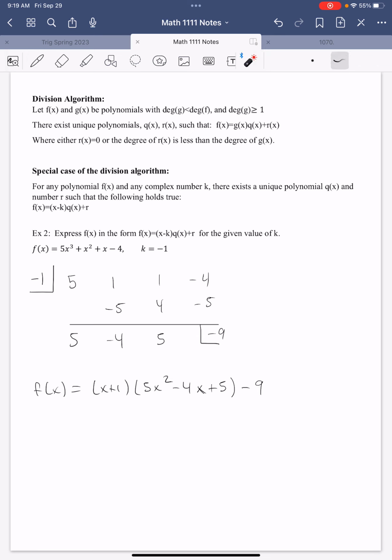Okay, the next thing that we got is the division algorithm, but in particular, let's take a look at the special case of the division algorithm that says if we want to factor out x minus k from the original function, the function itself can be written as x minus k times the quotient plus the remainder. So in this example 2, if we were going to factor out x plus 1, so if k is negative 1, then the factor is x plus 1. Then the first thing that we would do is do synthetic division.